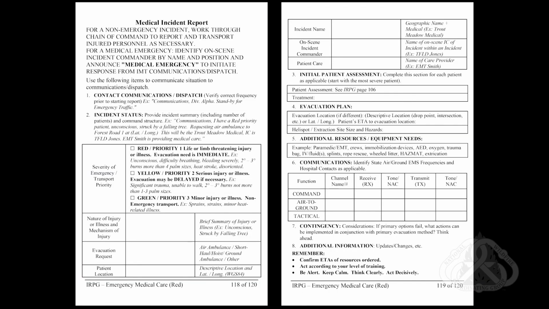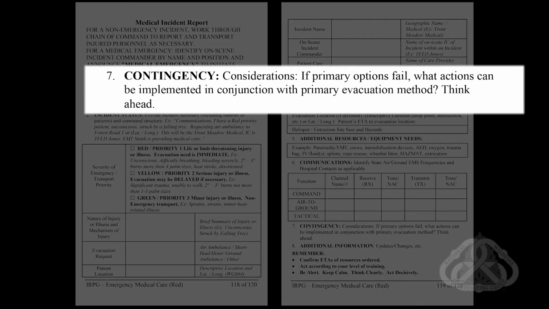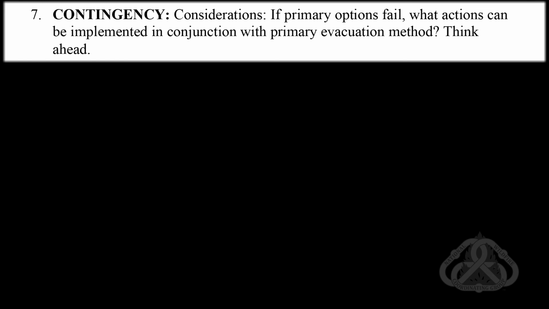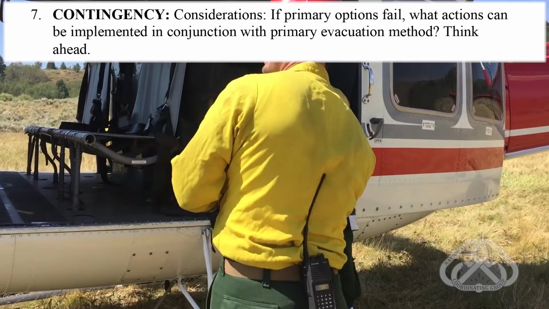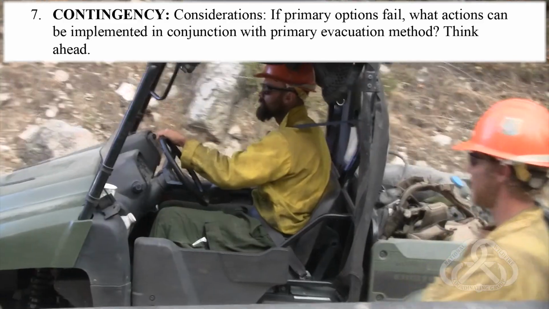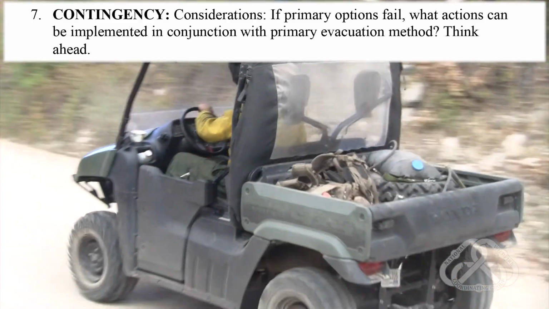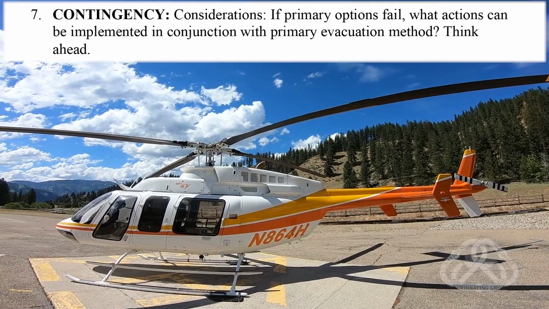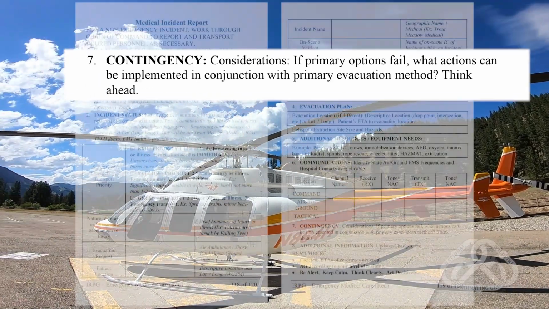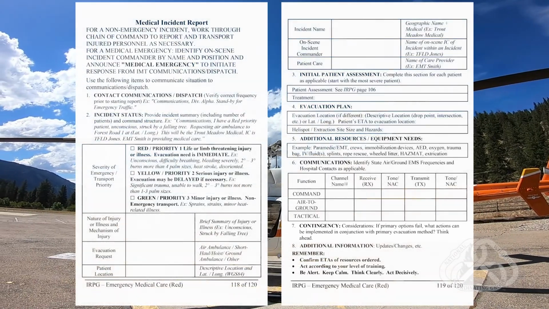If primary options fail, you must have an identified alternative. Depending on the location of the incident, consider both aerial and ground transport options. Time is crucial when ordering these resources. Be informed of how long it will take each type to get on scene and plan accordingly.